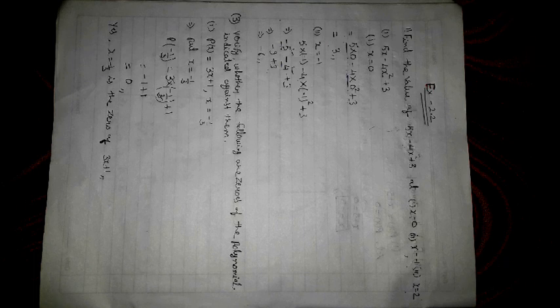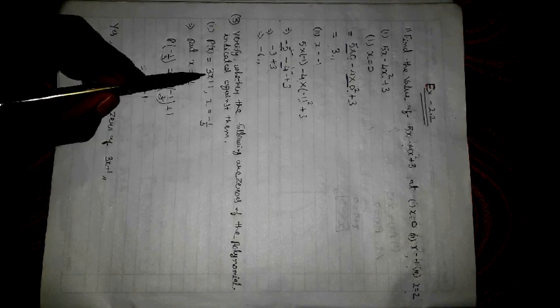Now we are starting question number 3. Verify whether the following are zeroes of the polynomial indicated against them. It means we have to check whether the given value of x is a zero of the given polynomial, whether this is its zero.